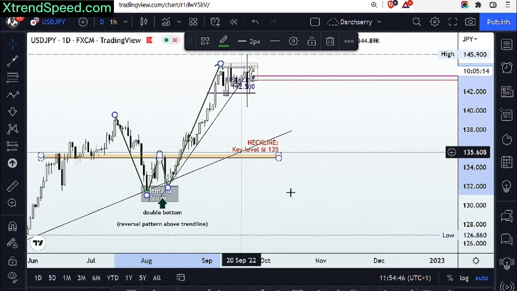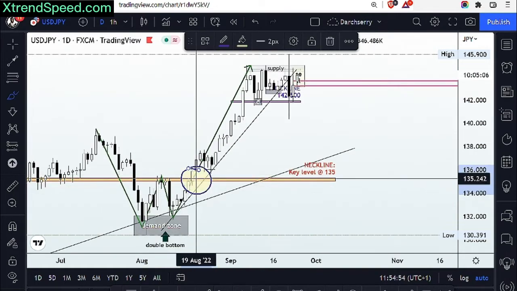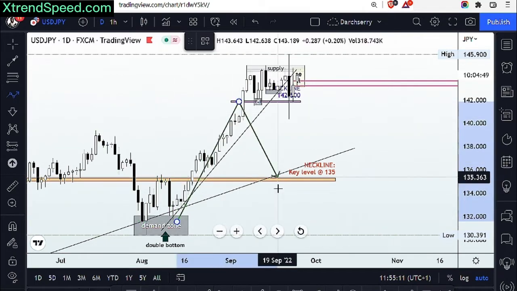And one thing we will notice, if we look at this from a technical standpoint, is that since the breakout of that neckline at the 135 Japanese yen in August, price is yet to come back to do a retest of that structure. Whenever price breaks out of a structure like this, we expect that price is likely going to come back and do a retest of the structure to give us another opportunity to join the rally.